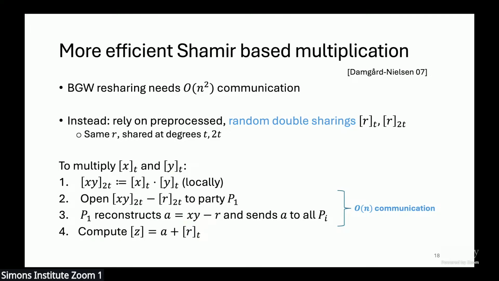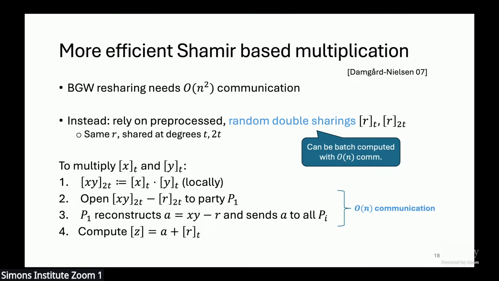The maybe slight downside compared to other protocols is that now we have 2 rounds of interaction where we send this to P1 and then send this back to everyone else. But I think this is usually a worthwhile trade-off in practice. And of course, one catch is that I haven't said how you do this pre-process. Sorry? What about denial of service? This is passive security. Yeah, everyone follows the protocol.